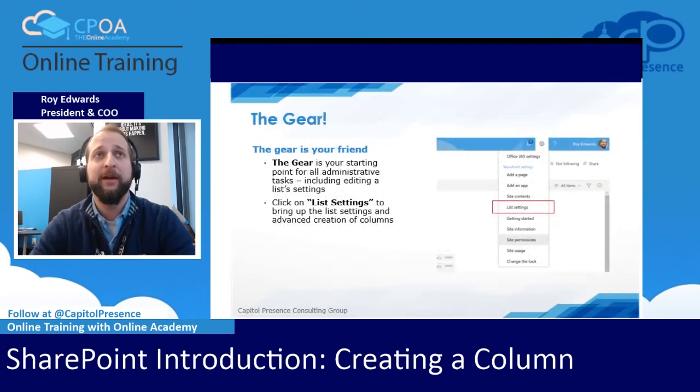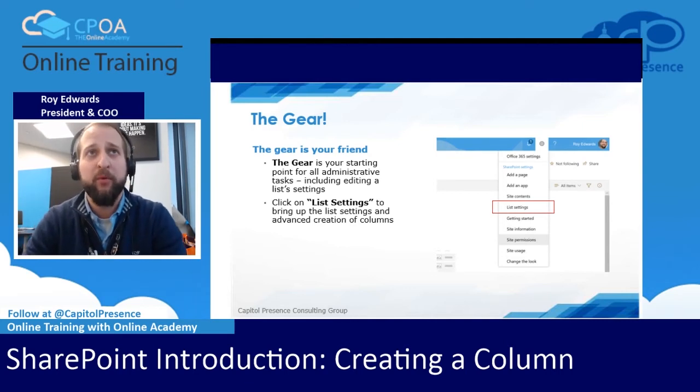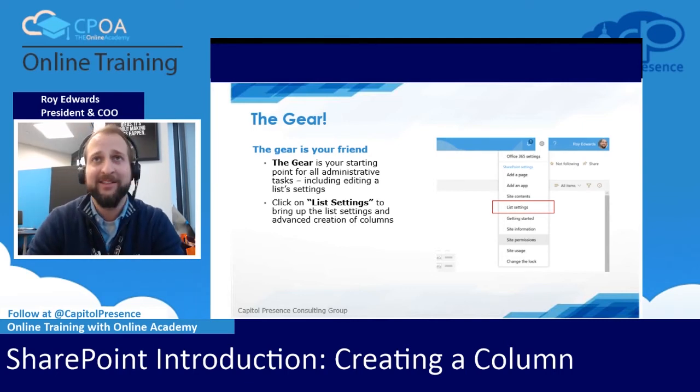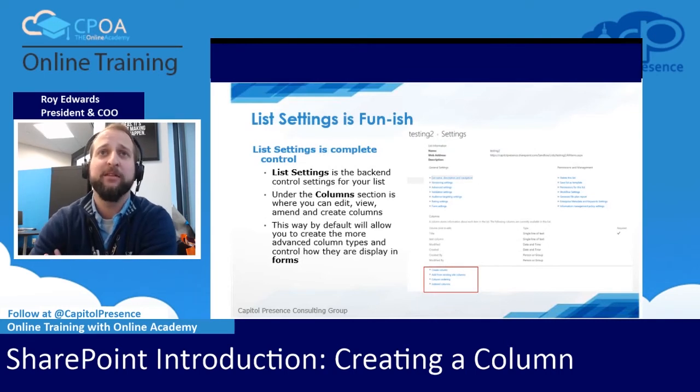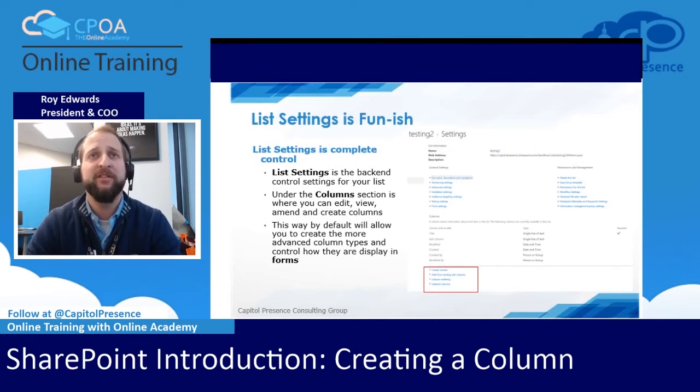So let's go over the gear. The gear is your starting point for all administrative tasks. Like I like to say, it's your friend. If we go to the gear and click list or library settings, that will bring up the list settings for this specific area. This is where you'll see permissions, forms, and views. We are focused on columns for this specific video.